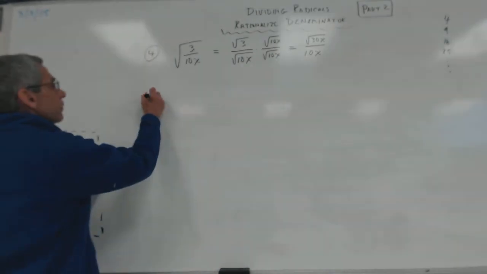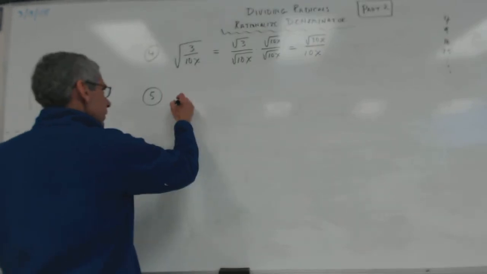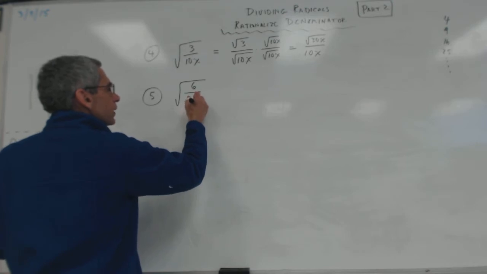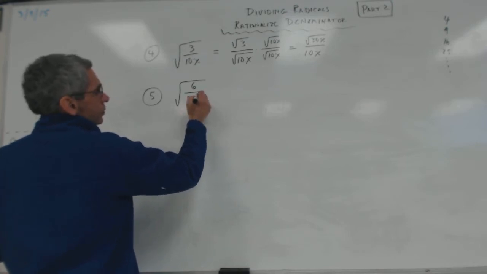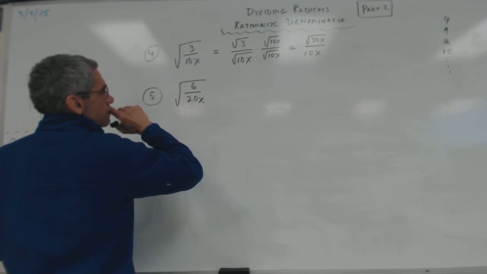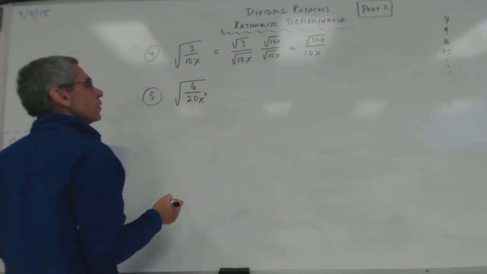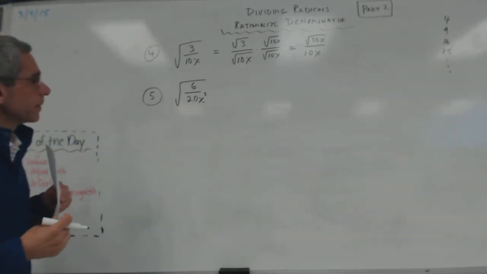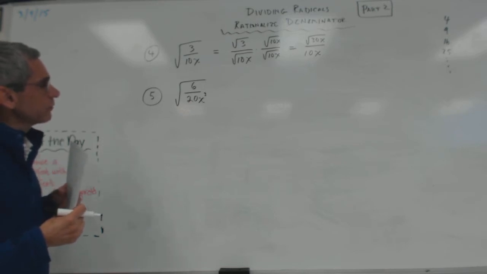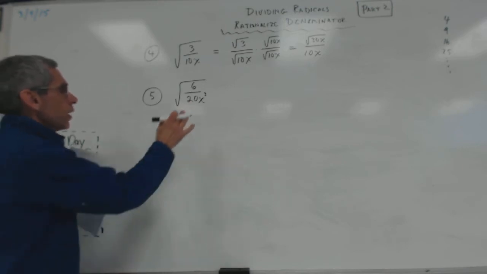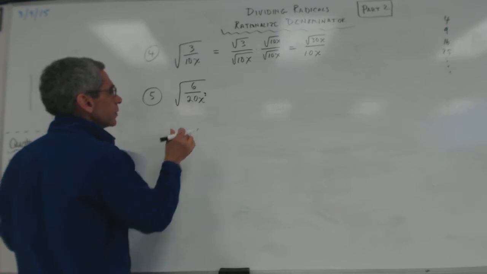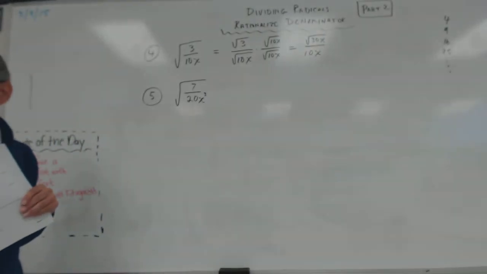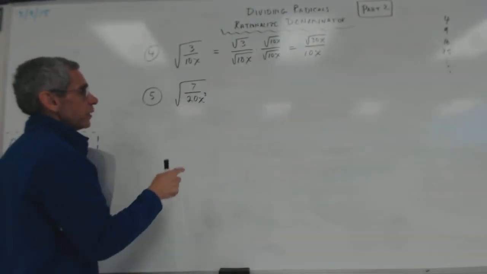All right, so let's try another one, number 5. What if I gave you something like this? The square root of 6 over 20x to the 3rd. Let me think about this for a second. Yes, I could reduce right now, couldn't I? I don't want that to be an option. Can I change this 6 to 7? Yep. I just want you to see one thing. Sorry, I apologize. So now it's 7 over 20x to the third.